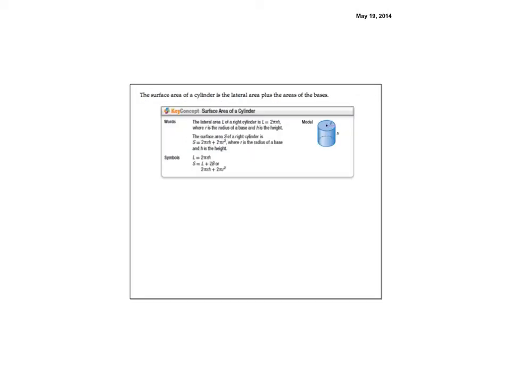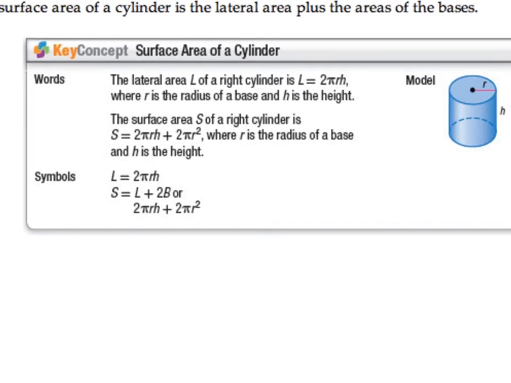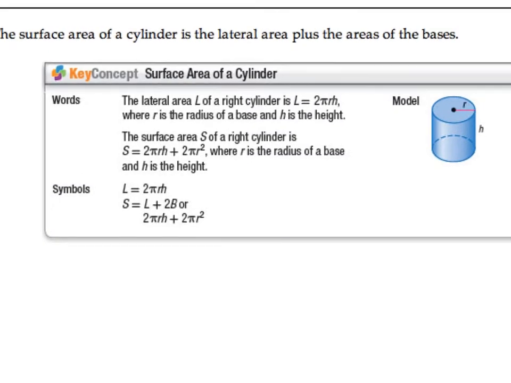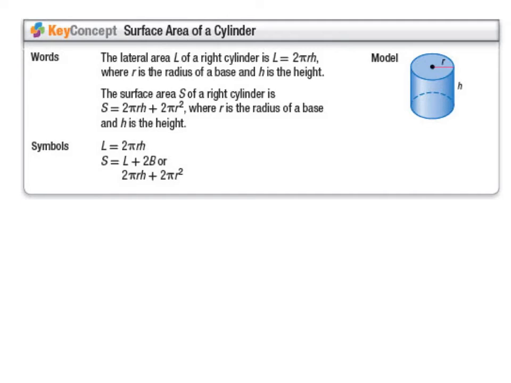So the formulas for lateral area and surface area for a cylinder are very, very similar to what we saw with the prisms. Now, it looks a lot more complicated because we're dealing with circles. So let's just take a second and remember our formulas that we have talked about with circles. We've talked about the circumference, which is 2 pi times the radius. And we've also talked about the area of a circle as pi r squared.